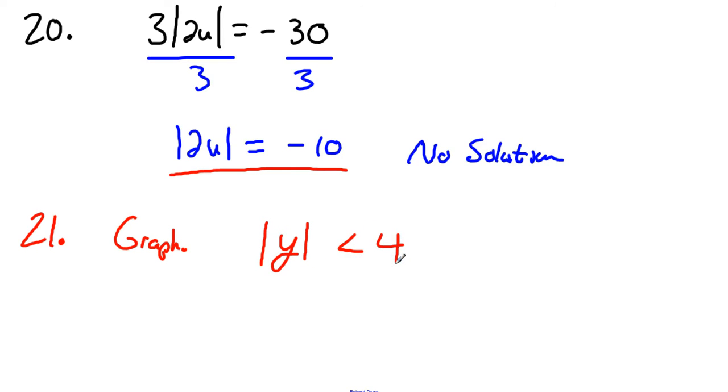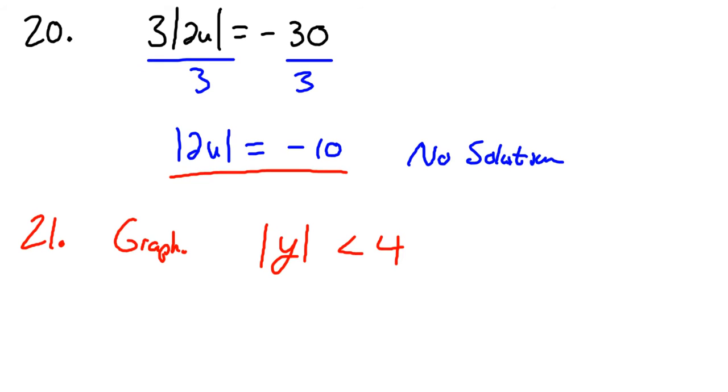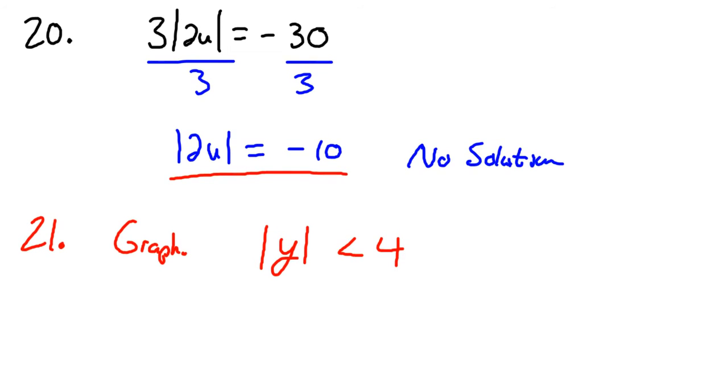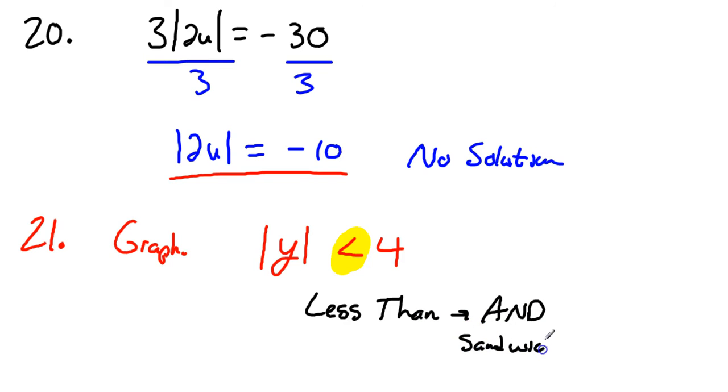Okay, for the rest of the way down, we're doing inequalities. So in 21, they start you off with one where you don't have to really do much of anything other than just graph it. The key thing on an inequality is you have to know what kind of sign you're looking at. That one's a less than. And when you have a less than, you have to know that this one's going to be an and statement. And with an and statement, you sandwich it between the positive and negative of those two numbers.